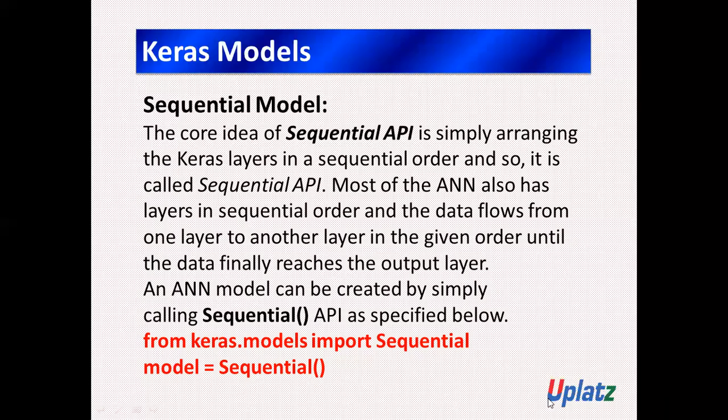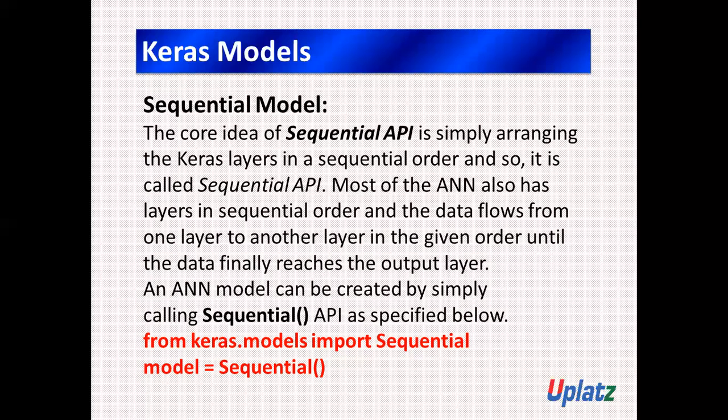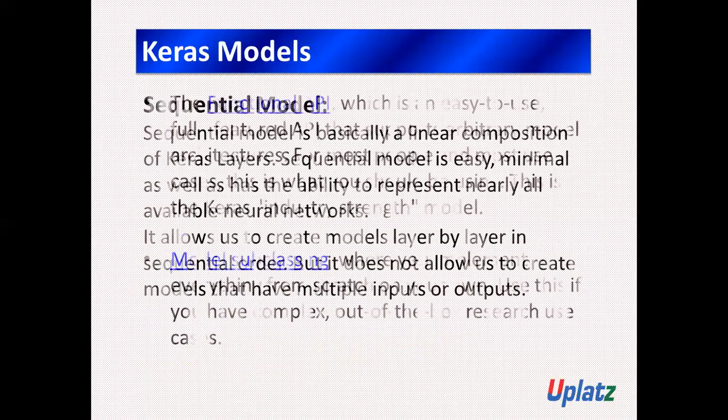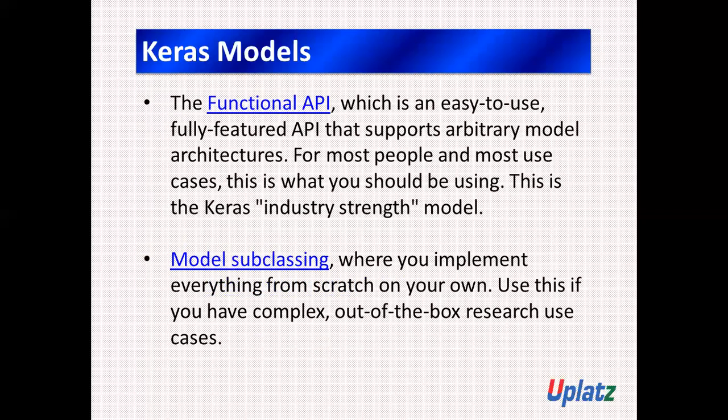Before going deeper into the coding part of the sequential model, I hope you understand the theory we have seen till now. There are three ways to create the Keras model. The first one is the sequential model, which is very straightforward, a simple list of layers. Next is the functional API, which is an easy to use, fully featured API that supports arbitrary model architecture, and then model subclassing, where you implement everything from scratch on your own.